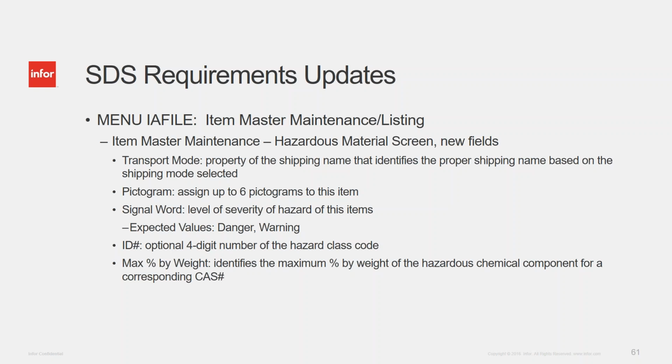Transport mode, property of the shipping name that identifies the proper shipping name based on the shipping mode selected. Pictogram, assign up to 6 pictograms to this item. Signal word, the level of severity of hazard of this item. Expected values are danger or warning. ID number, it's the optional 4-digit number of the hazard class code. Max percent by weight identifies the maximum percent by weight of the hazardous chemical component for a corresponding case number.